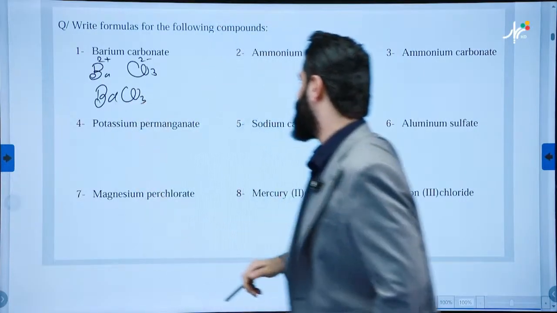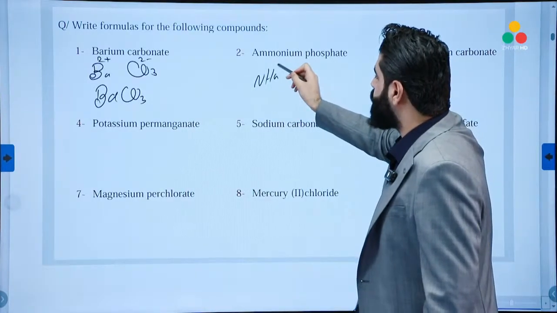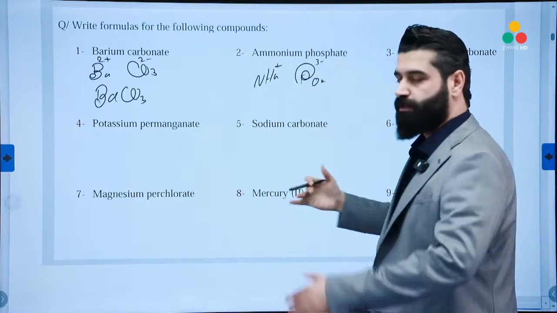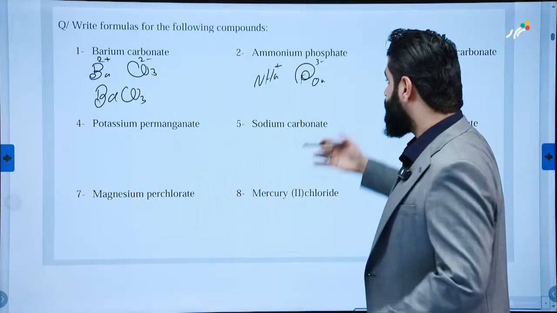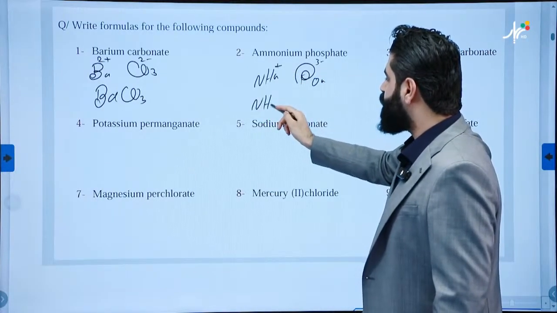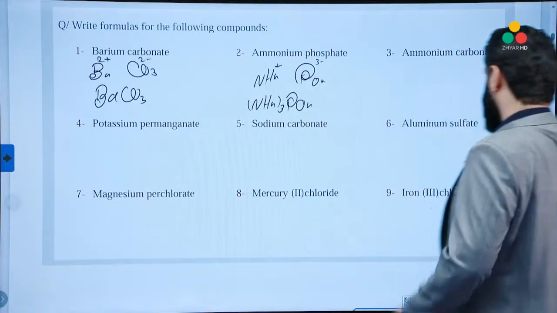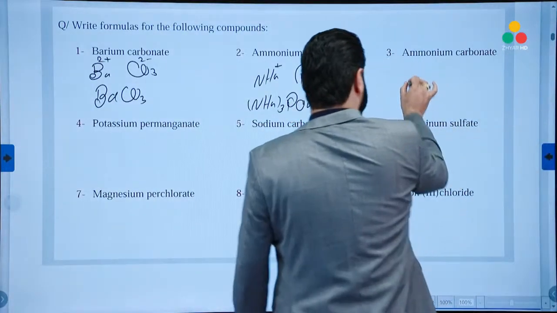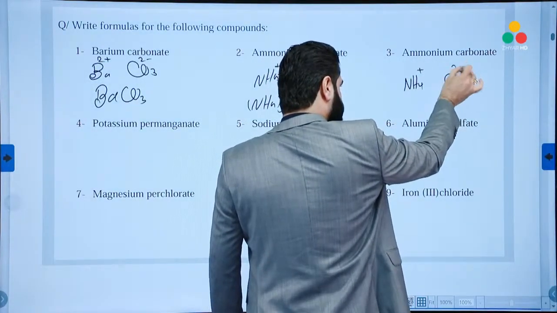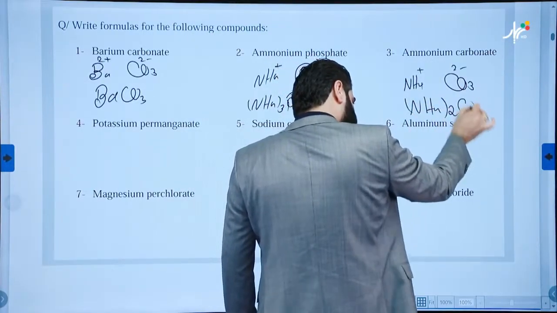BaCO3, the final answer. Ammonium phosphate. What is ammonium? Ammonium, NH4 plus. Phosphate is PO4, -3. Simple cross product, okay? Like a scissor. 3 to here, 1 to here. It will become (NH4)3PO4. Ammonium carbonate. This is ammonium, NH4 plus. Carbonate is CO3 -2. Cross product again, you'll get (NH4)2CO3.